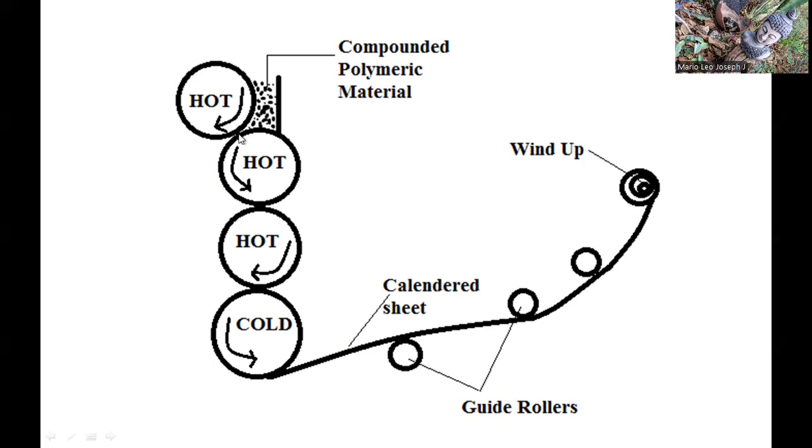So the distance between the rollers will determine the thickness of the sheet. Okay, so firstly you have three hot rollers and the last one is a cold roller. So you get a calendar sheet which goes to the wind up. So these are the guide rollers that push the sheets to the wind up.